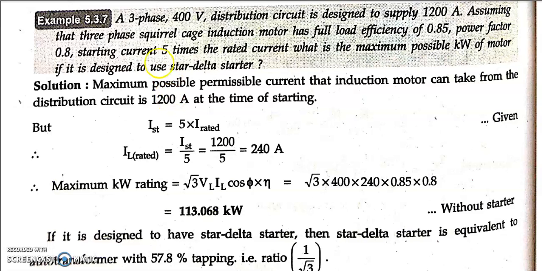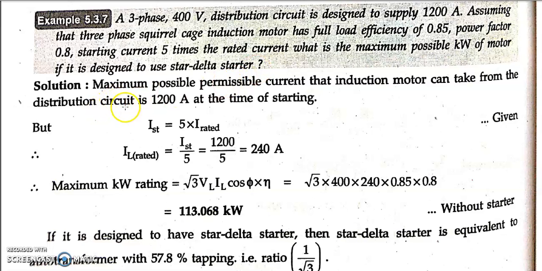Hello guys, let's see another problem. A three-phase 400 volt distribution circuit is designed to supply 1200 amperes. Assuming that the three-phase squirrel cage induction motor has full load efficiency of 0.85, power factor is 0.8, starting current is 5 times the rated current, that is short circuit current. They're trying to say short circuit current is 5 times that of rated current. What is the maximum possible kilowatt of the motor if it is designed to use a star delta starter?